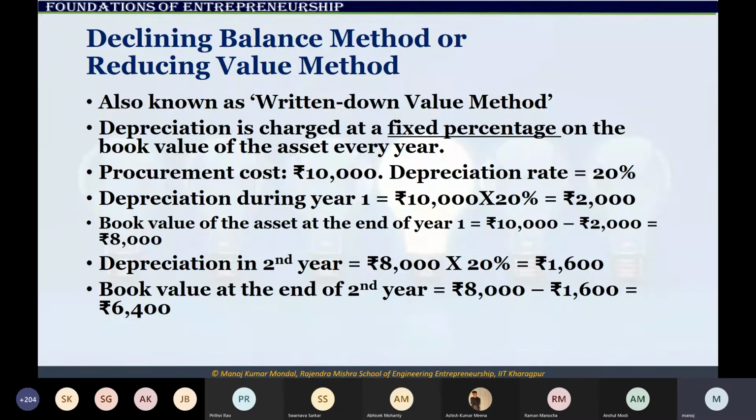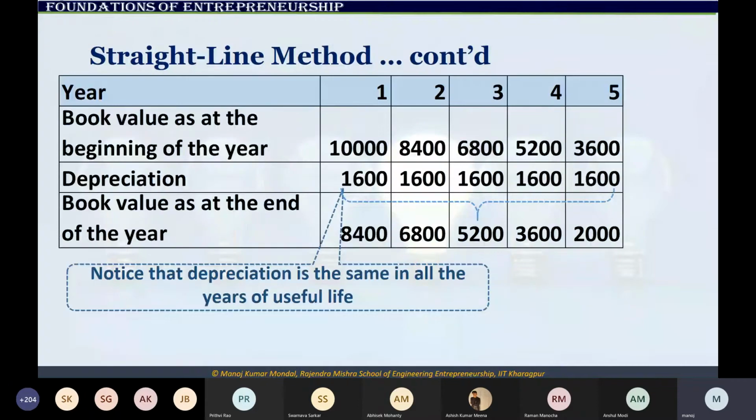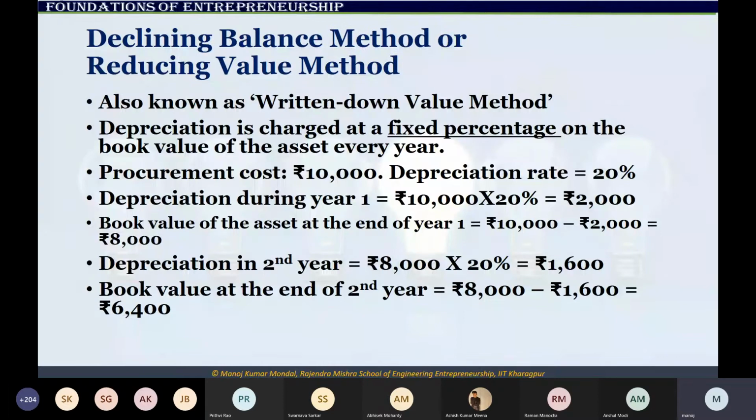Likewise, the declining value method, on the other hand, depreciates at a fixed percentage. In the straight line method, we depreciate a fixed amount, 1,600 rupees every year. Whereas in the declining value method, we depreciate at a fixed percentage rate. So if I say that the depreciation rate is 20%, then procurement cost 10,000 multiplied by 20%, whatever is the value, that is the depreciation. So 10,000 multiplied by 20% is 2,000. So 2,000 rupees is the depreciation.